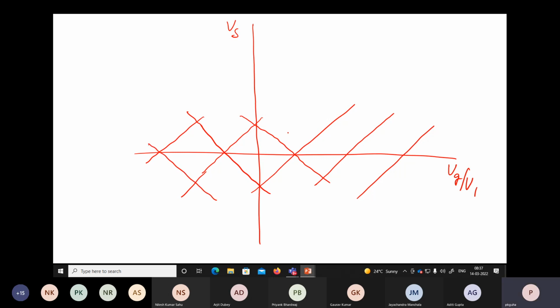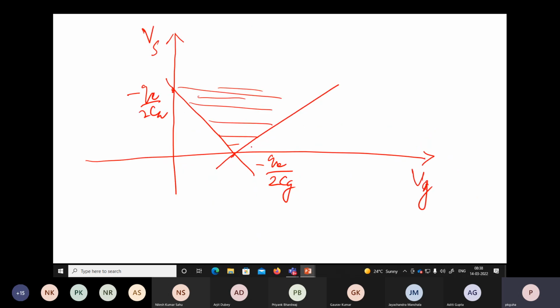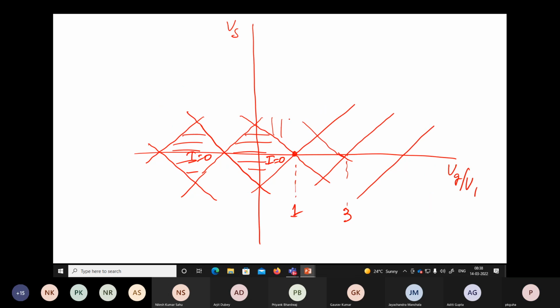So it is possible to show that there will be no current here. So you remember, if you look here, we got current in this region. So this is the portion which is here. Similarly here.